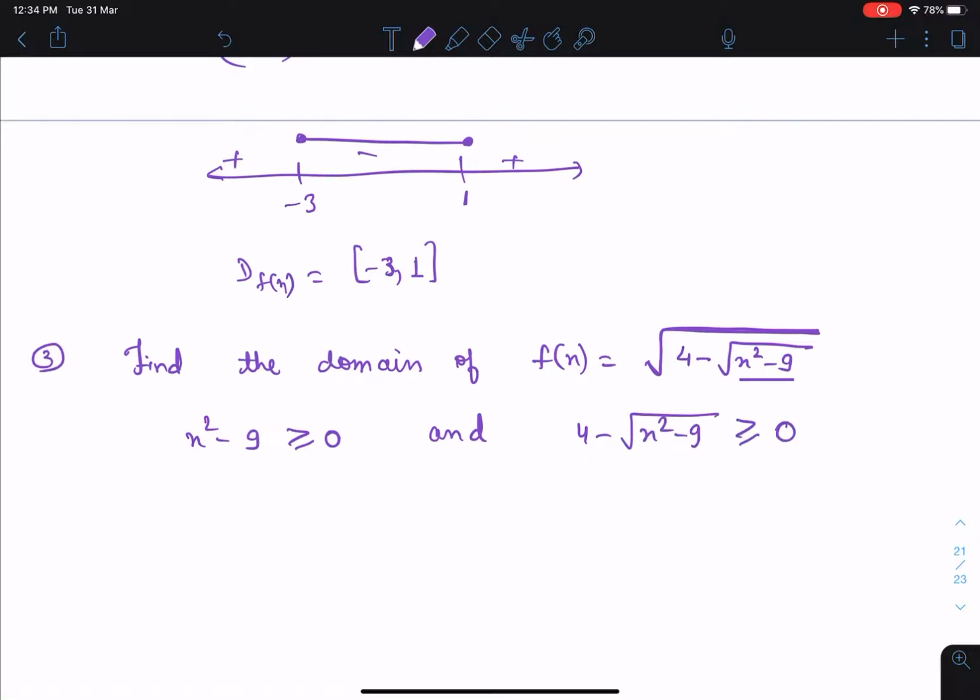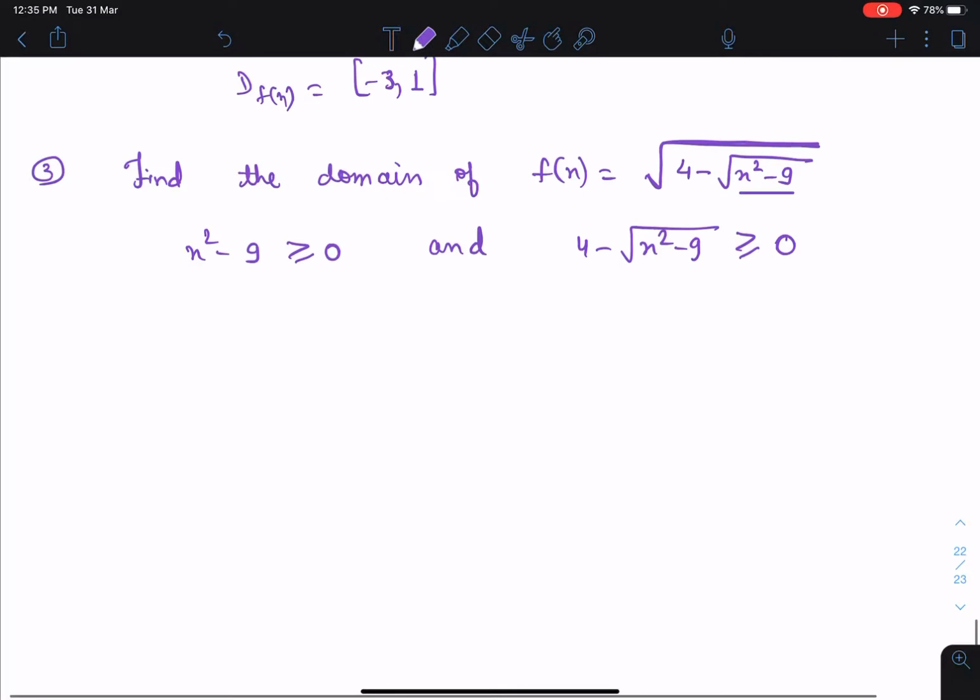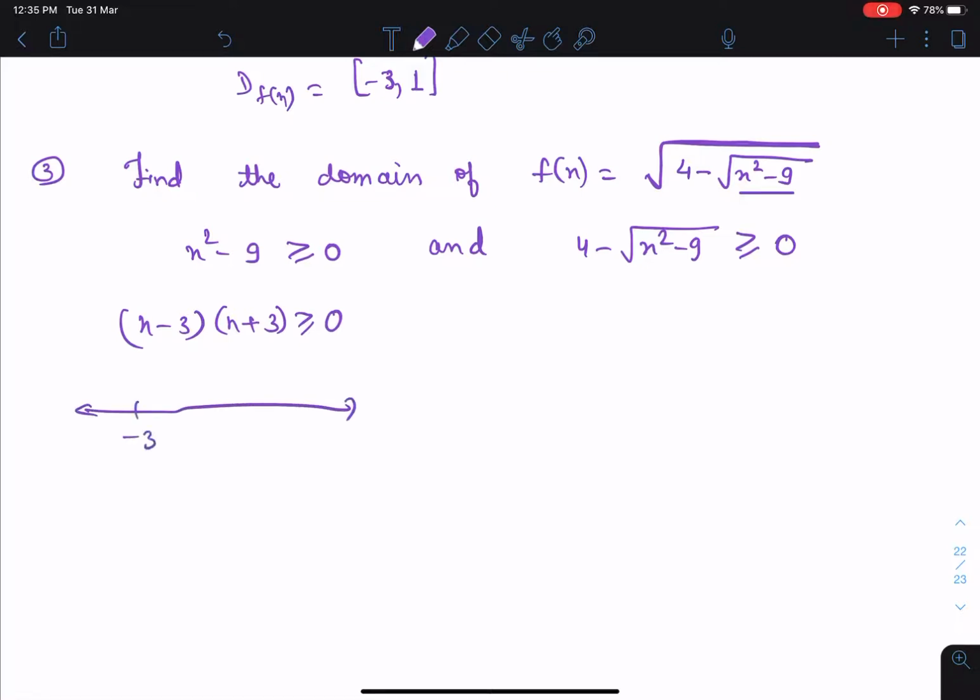Now solve both inequalities and find the domain for both, and then take the intersection. That will be your final answer. Okay, so let's do this. For this, (x minus 3) into (x plus 3) should be greater than or equal to 0. Draw the number line. Minus 3, plus 3, plus minus plus. Greater than or equal to 0 means you want the positive solution, so this will be your solution.